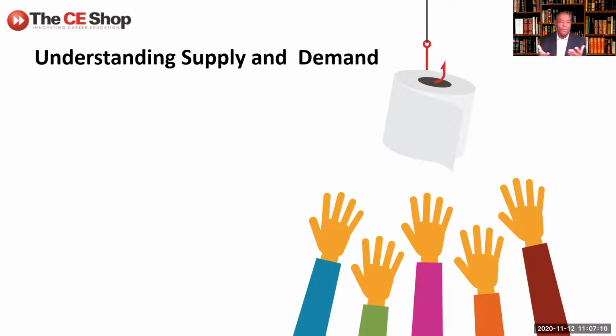Now, in real estate terms, this comes to be real simple. In real estate, if we say what is supply, supply is the amount of homes on the market. And demand is the amount of buyers seeking that product, which is housing.